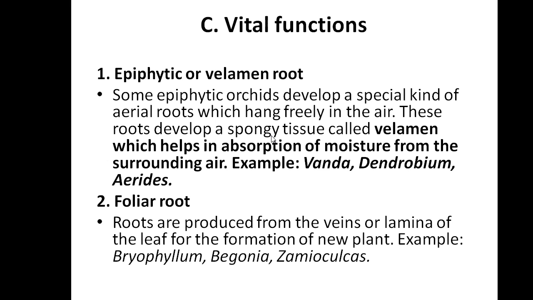Foliar root means roots are produced from the veins or the lamina of the leaf for the formation of a new plant. Example: Bryophyllum, Begonia, Zamioculcas. Bryophyllum is something you have seen in our school campus. We will have this kind of plant, Bryophyllum, Begonia. I will show you one day. Bryophyllum, Begonia and Zamioculcas will develop there.